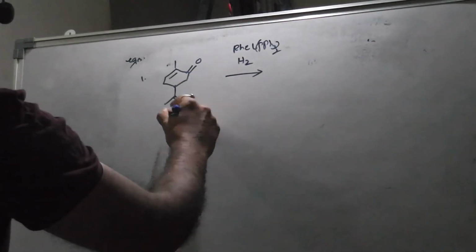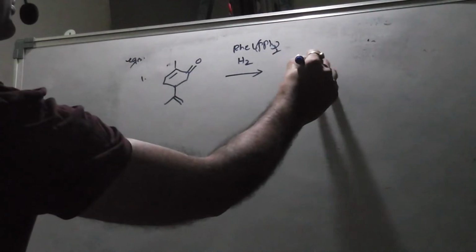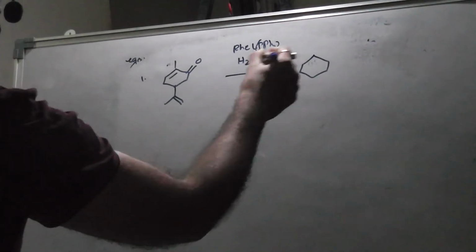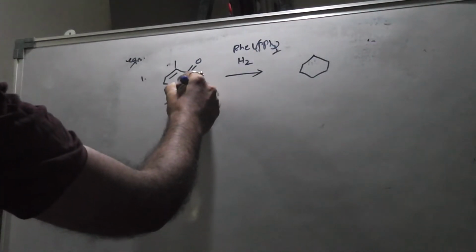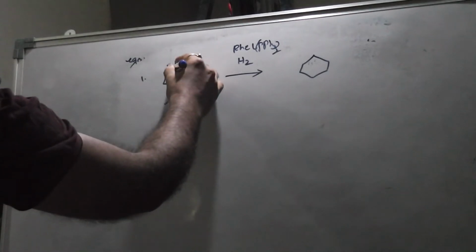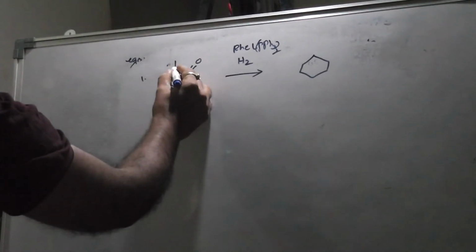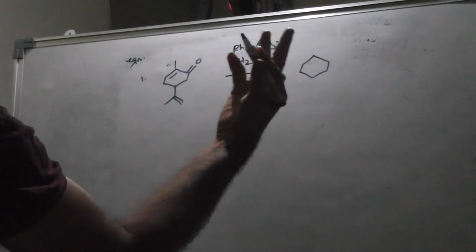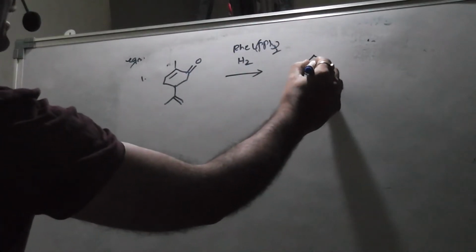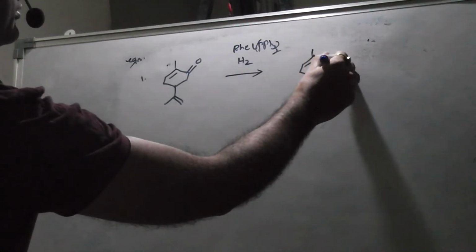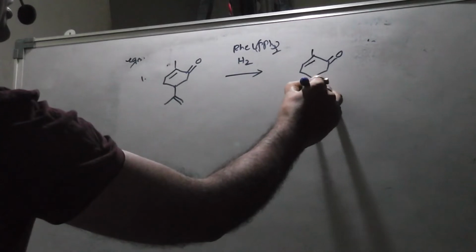So this particular double bond will be reduced. This one is di-substituted, and here it is 1, 2, 3, tri-substituted. So the di-substituted one will have the privilege for reduction. So selective reduction, partial reduction is possible.